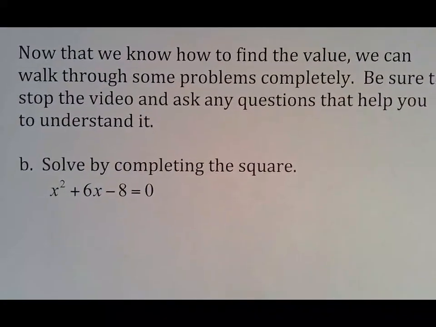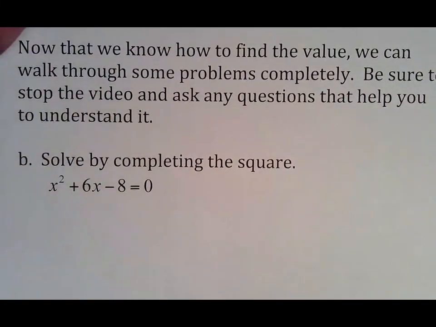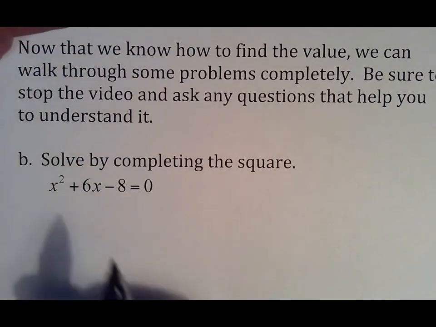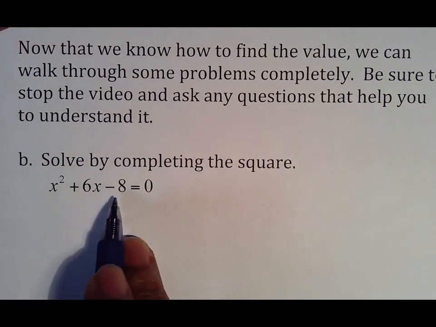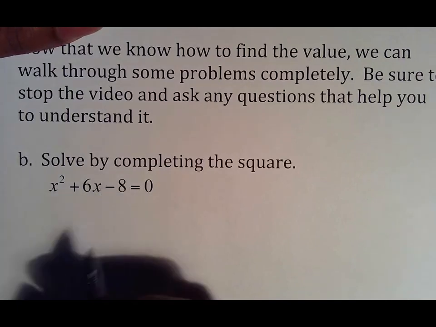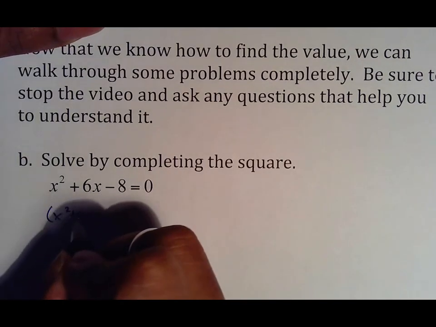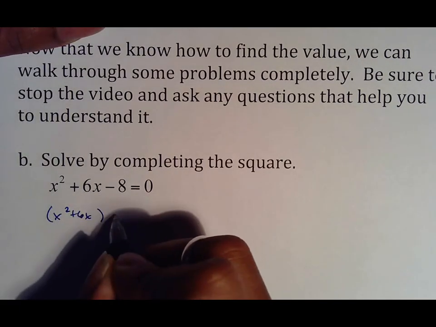Now we just want to learn how to do the whole thing. In order to do the whole thing, when you complete the square, what we are going to do first, as it says, is isolate the x's. So you'll literally take the x squared plus 6x and isolate it.